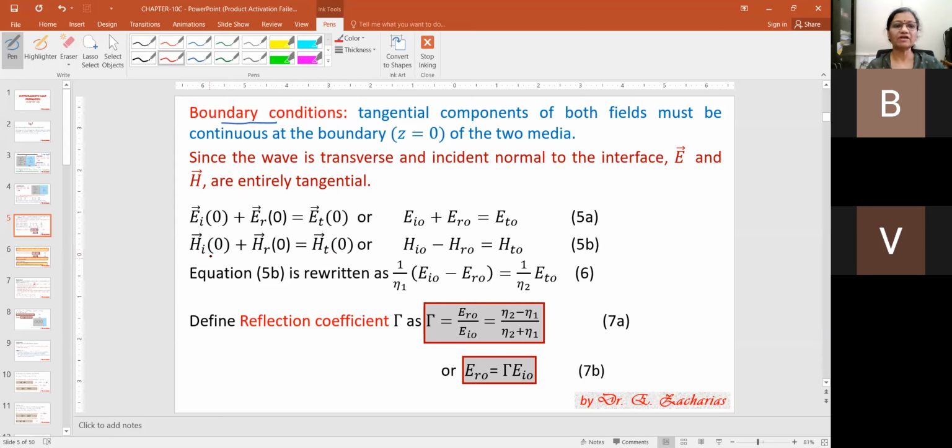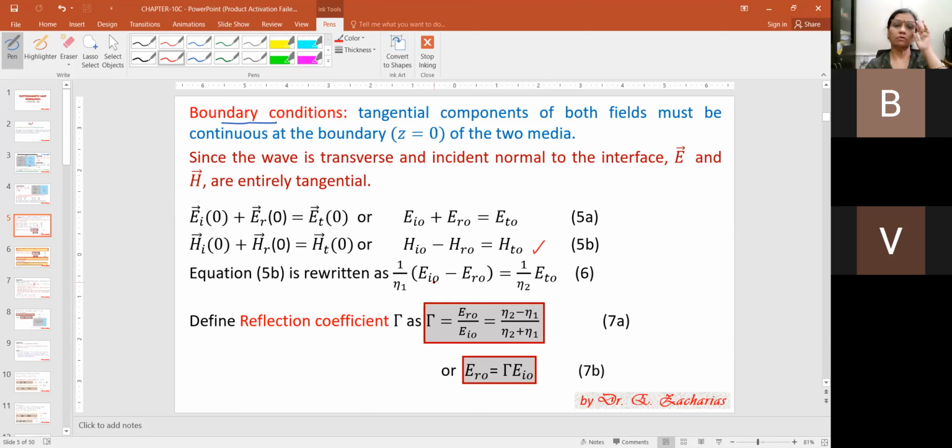But I hope you remember that these two vectors, HI and HR, were in opposite directions. Therefore, after removing the vector notation, it becomes HI naught minus HR naught equals HT naught. I hope this equation is clear. For the electric field there is no complication at all, because the polarization remained the same for all three of them. It is just a question of adding the two on one side and equating it to what is on the right hand side. But when it comes to the magnetic field, the incident and the transmitted had the same direction and the reflected had the opposite direction. Therefore, it becomes HI naught minus HR naught equals HT naught.